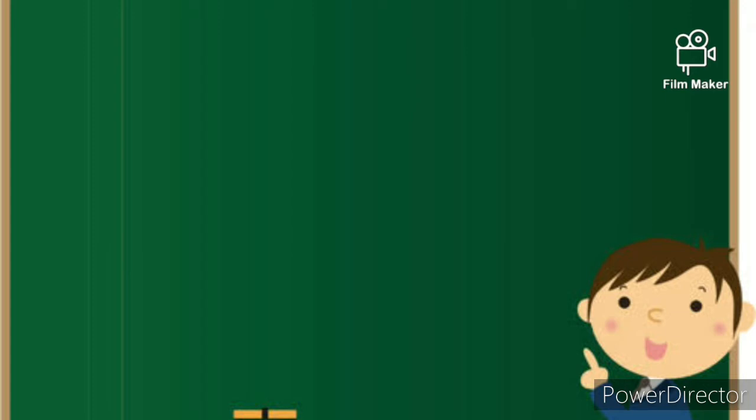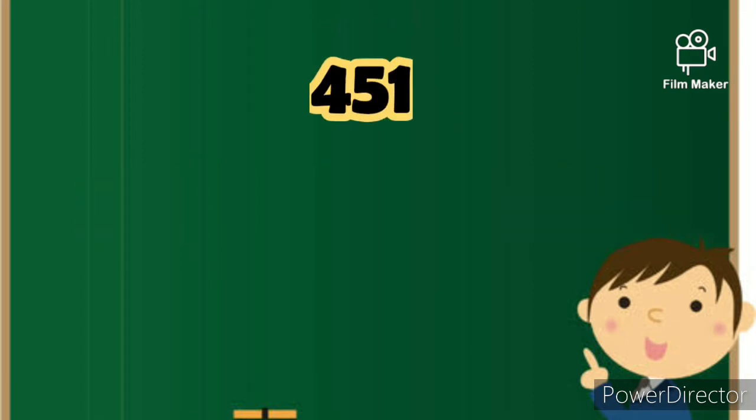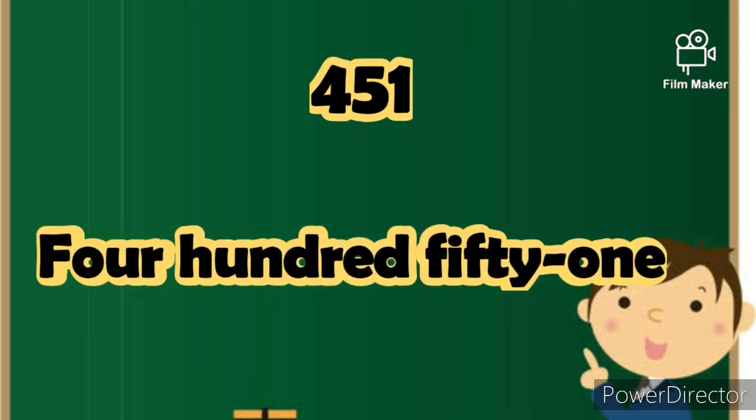Now we will learn number names, how we can write the numbers in words. Let us take the first number, 451. How will we write this in words? The spelling of 4 is F-O-U-R, 100 is H-U-N-D-R-E-D, 50 is F-I-F-T-Y and 1 is O-N-E. So we will write the number name like this.